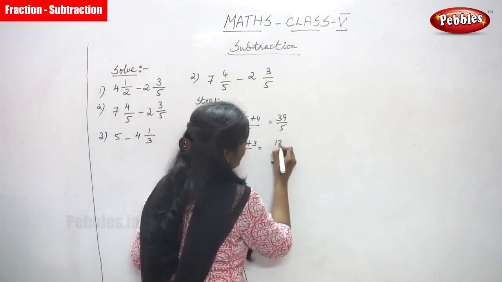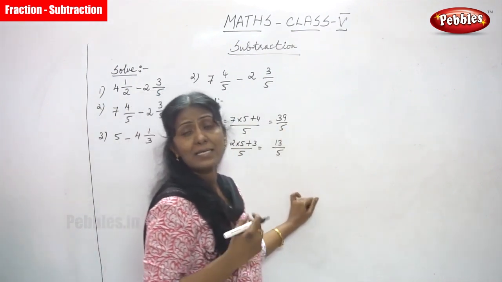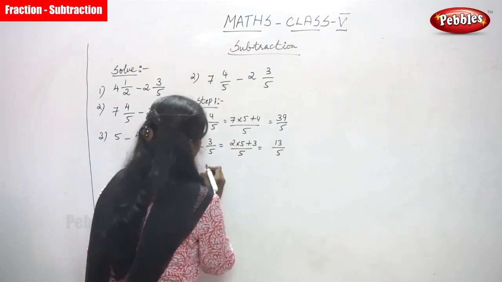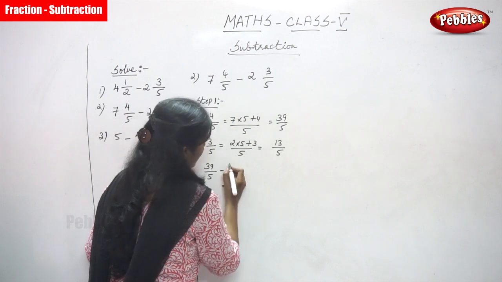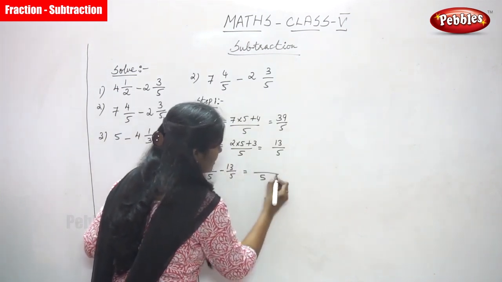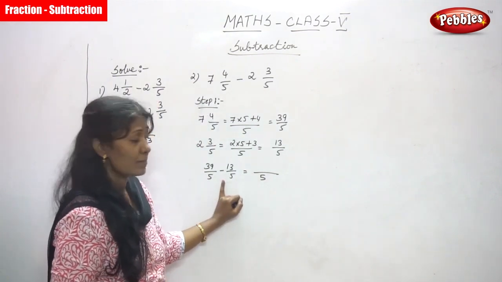10 plus 3, 13 by 5. So both the denominators are same, so you have to simply subtract because the heading is subtraction. So 39 divided by 5 minus 13 divided by 5. The denominators are same and the numerators are different, so you have to subtract because in the middle you have a subtraction sign.